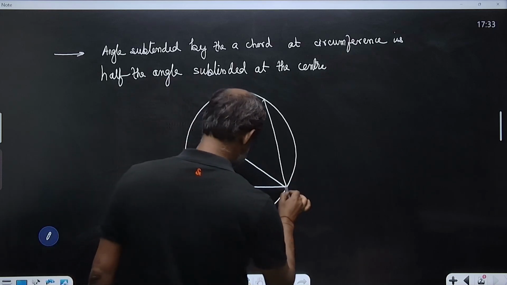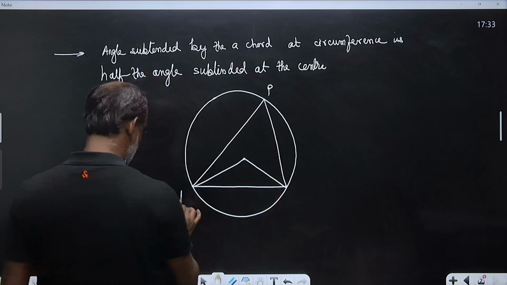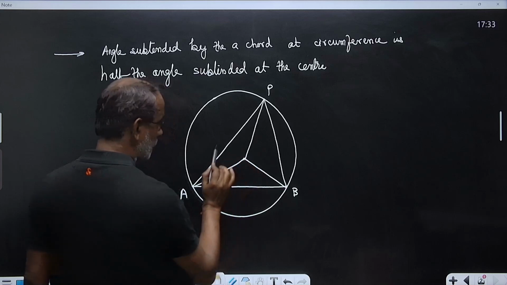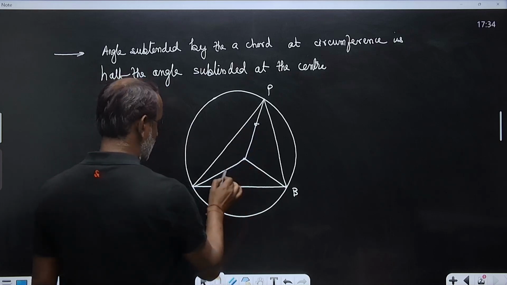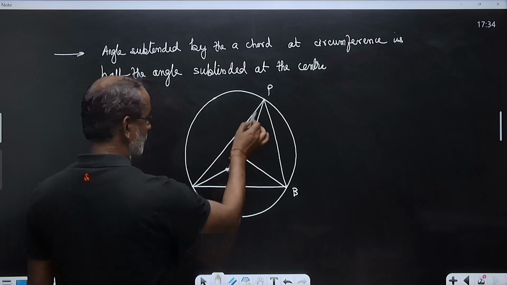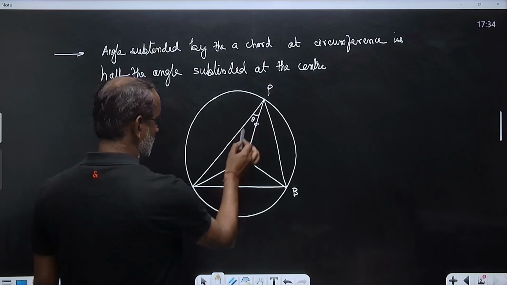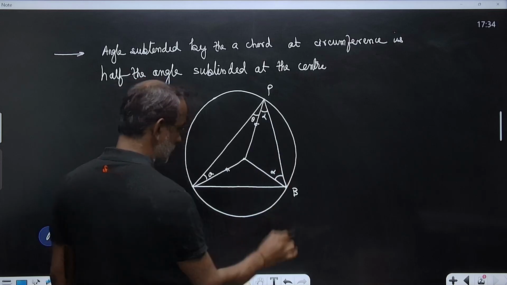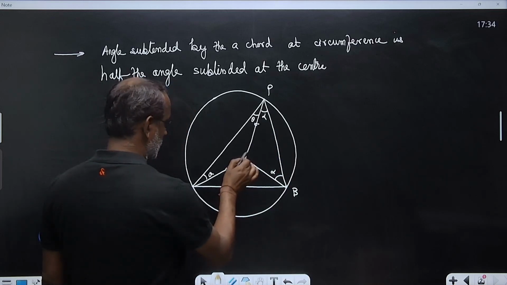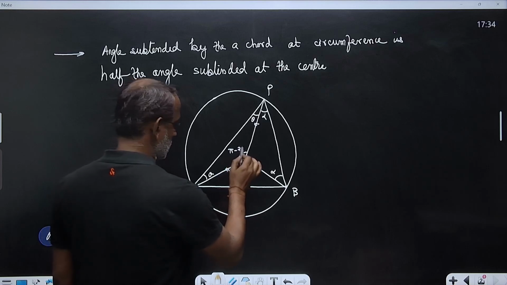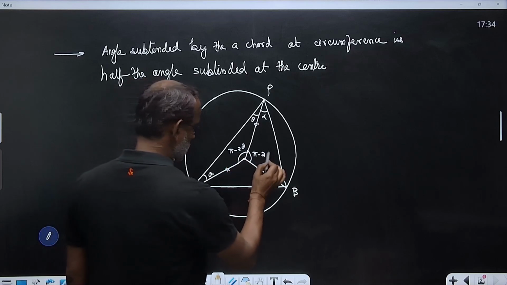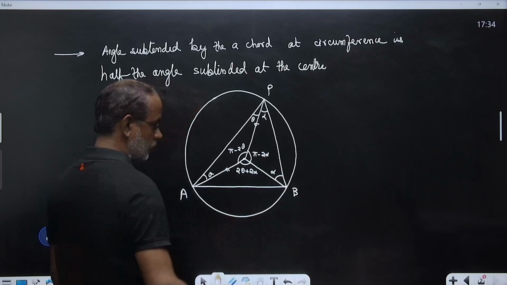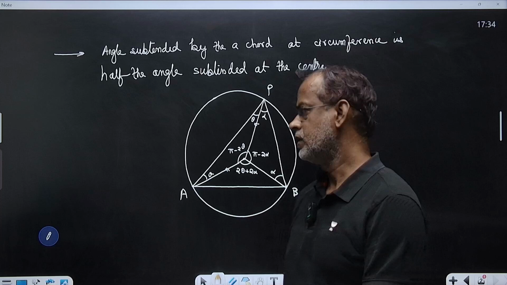I am sure you would all be knowing how to establish it. So how do we go about it? These two sides are equal, they are both radii, since this is the center of the circle. So if this is theta, this will be theta. If this is alpha, this will be alpha. So this angle is 2 theta plus 2 alpha. Okay, so this is what we were saying.